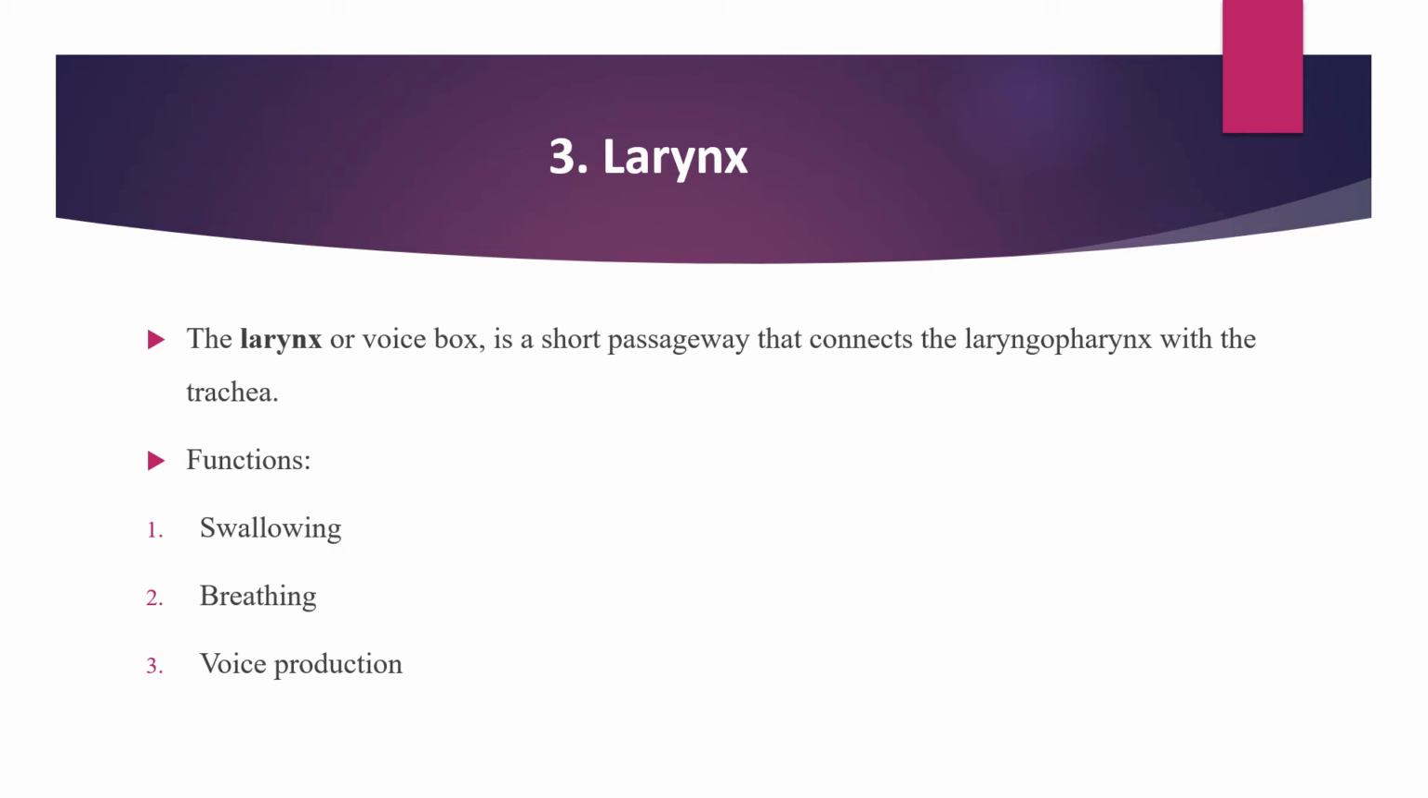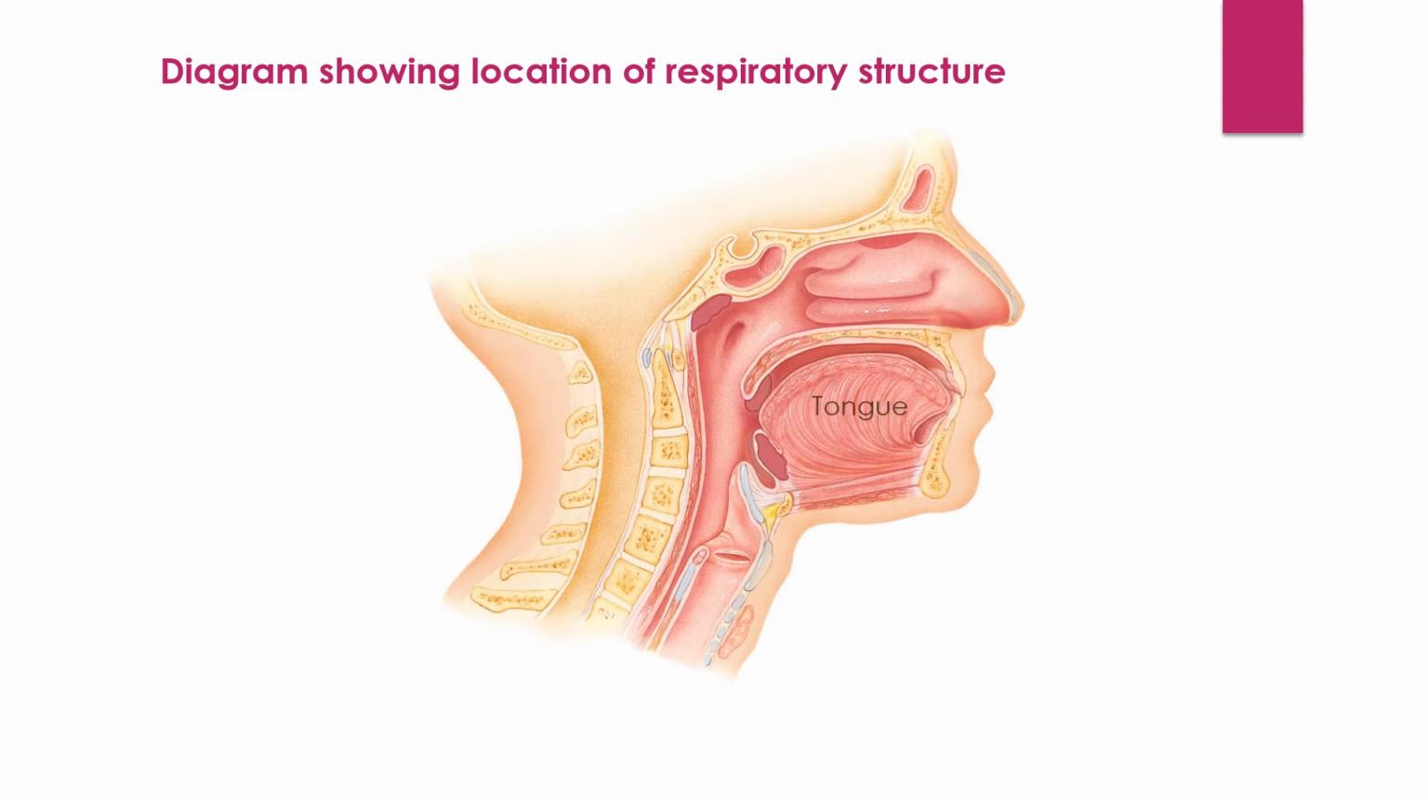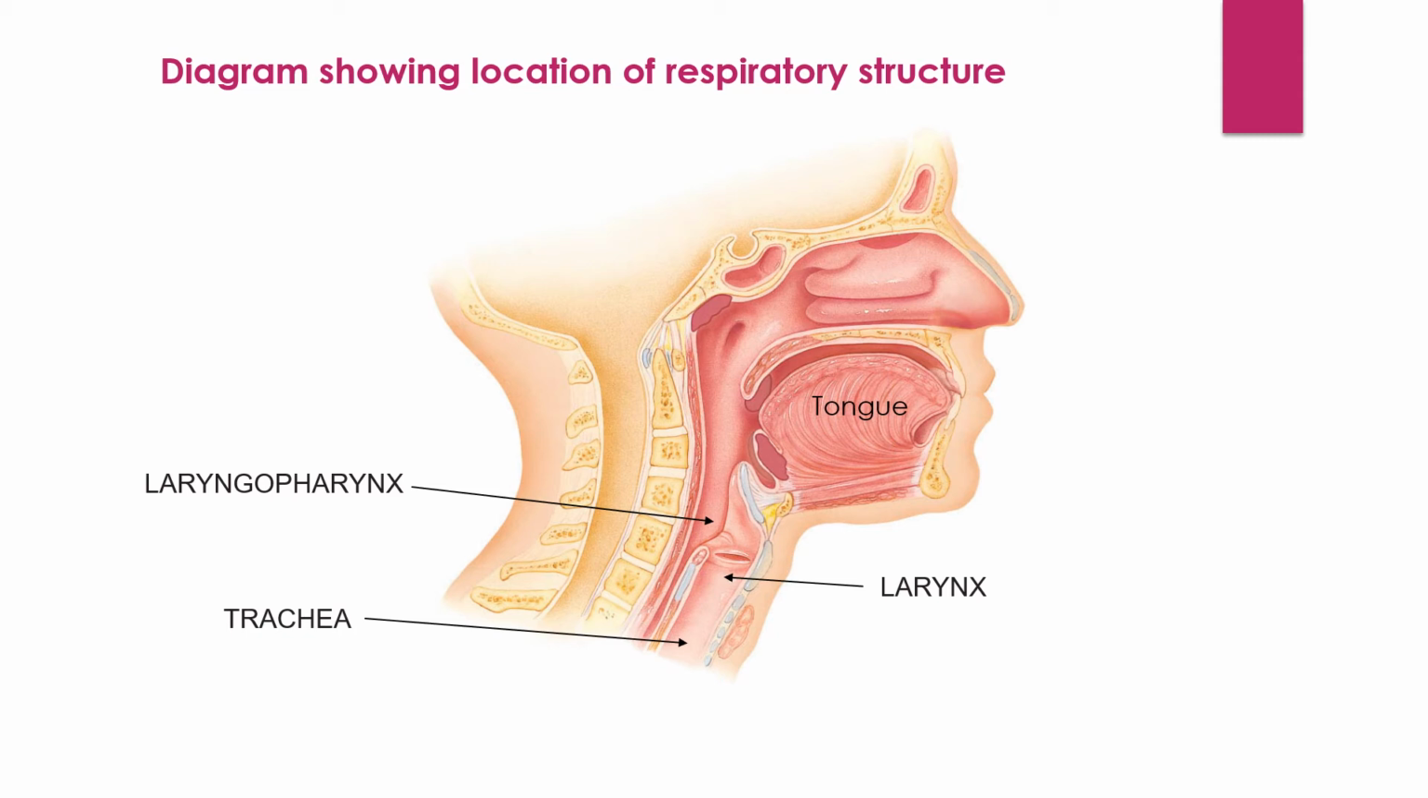So in between, that particular place is known as the larynx. So the function of larynx includes swallowing, breathing and voice production. So this is the diagram. Here you can see this is larynx. So this larynx, it is present where? It is present between the trachea and the laryngopharynx.